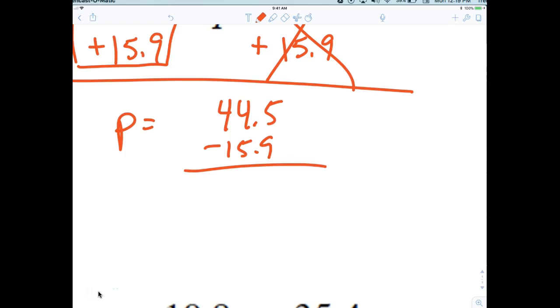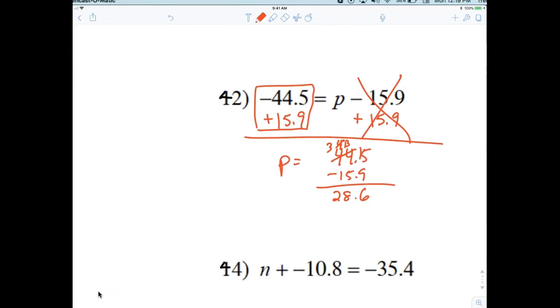So this 44 becomes a 43. I'm borrowing 1. Does everybody see that? And then I make this a 15. You're right, 6. And now 43 minus 15. If you want, you can borrow again, but that's just annoying. So 28.6. But you have to remember, is it positive or negative? It is negative, because 44 is negative. So negative 28.6.